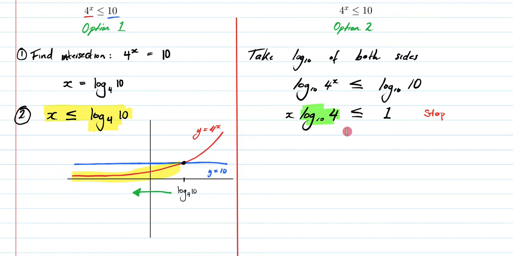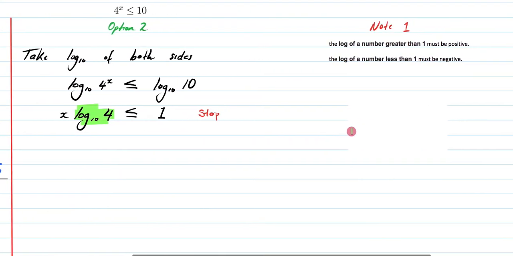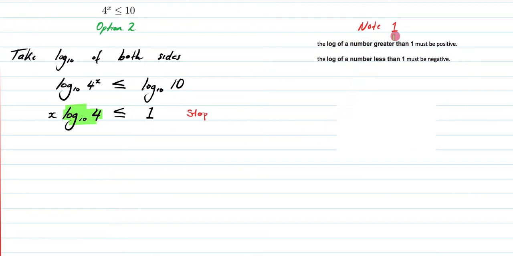Let's now come to the side where I've written some notes down. So this is really important. Note tells us that the log of a number greater than 1 must be positive, and the log of a number less than 1 must be negative. So right here I have log of 4. Because 4 is greater than 1, I know this is going to be a positive number, meaning when I divide across by it, it is not going to change my inequality.